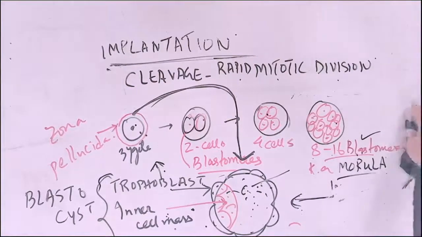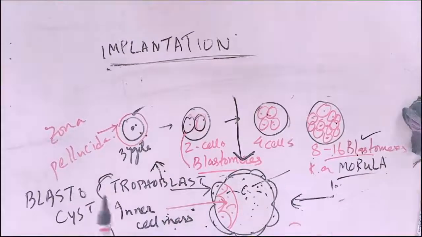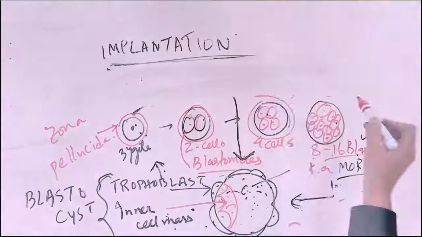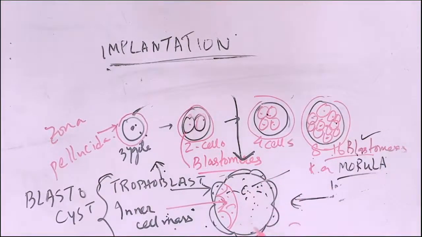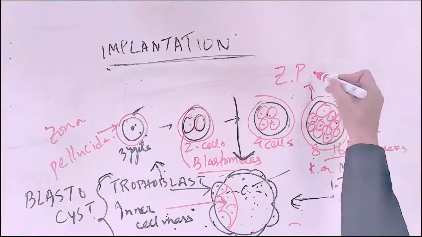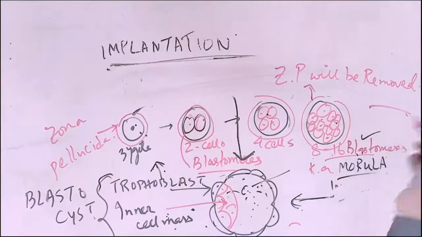Actually, in implantation, apart from cleavage, there is one more point: the zona pellucida. When it becomes a blastocyst, it will get embedded in the endometrium, so the zona pellucida will be removed. It will be removed. Now here there is no more zona pellucida, and that is how it is implanted.